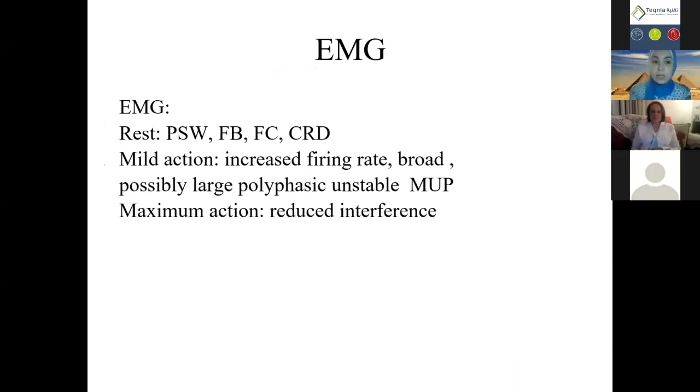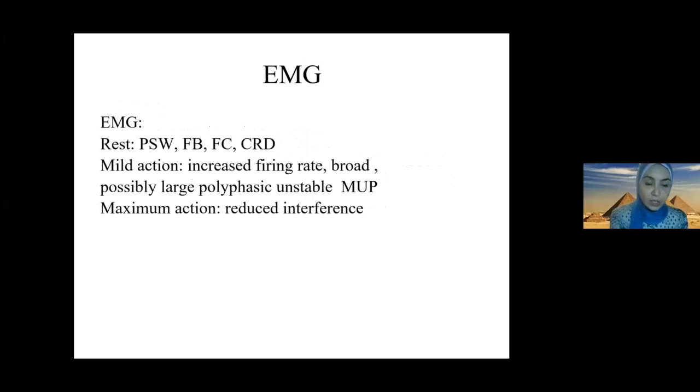About the EMG, at rest we can find positive sharp waves, fibrillations, fasciculations, or complex repetitive discharges. On mild action, we can find increased firing rate, broad and sometimes large polyphasic unstable motor unit potentials. I think you're all aware of the basic definitions, so I will not get into them, so that we can talk about more interesting stuff. But this is what I expect to see for mild action. And for maximum action, we expect to get reduced interference.